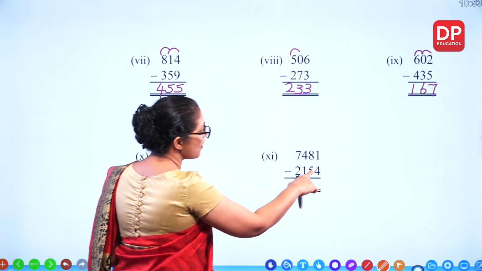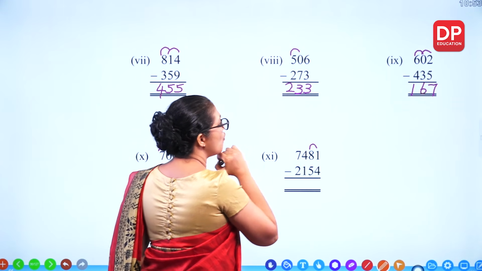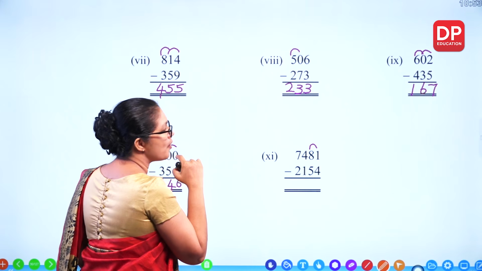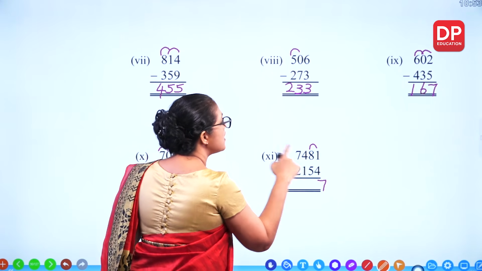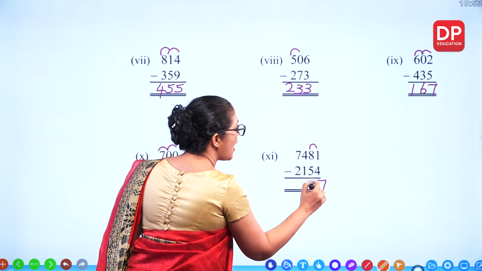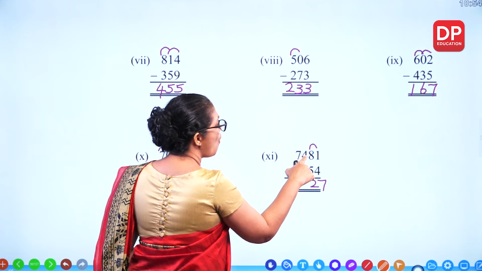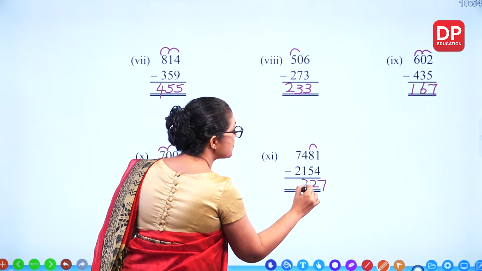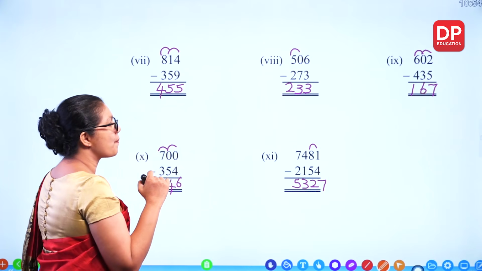Here you need to subtract 4 from 1. You can't, you take 1 from there. 11 minus 4, that's 7. So this becomes 7. 7 minus 5, that's 2. Then 4 minus 1 is 3. 7 minus 2, 5.